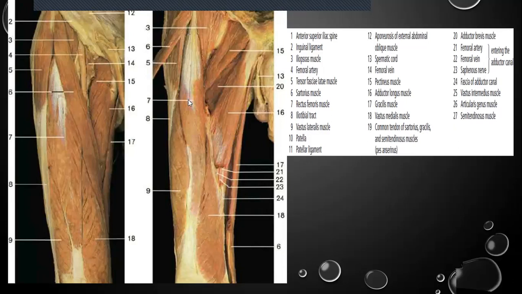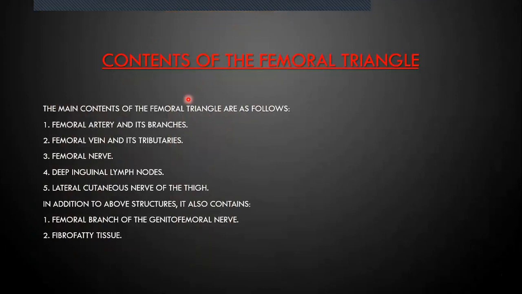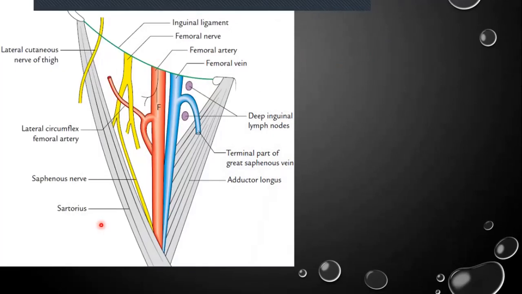And then let's continue. Now the contents of the femoral triangle. Now the main contents are as follows: the femoral artery and its branches, the femoral vein, the femoral nerve, deep inguinal lymph nodes, and the lateral cutaneous nerve of the thigh, or the lateral femoral cutaneous nerve. Then in addition to those structures, you will also have the femoral branch of genitofemoral nerve and the fibrofatty tissue. Obviously, you find fibrofatty tissue in most anatomical spaces. So let's look at them.